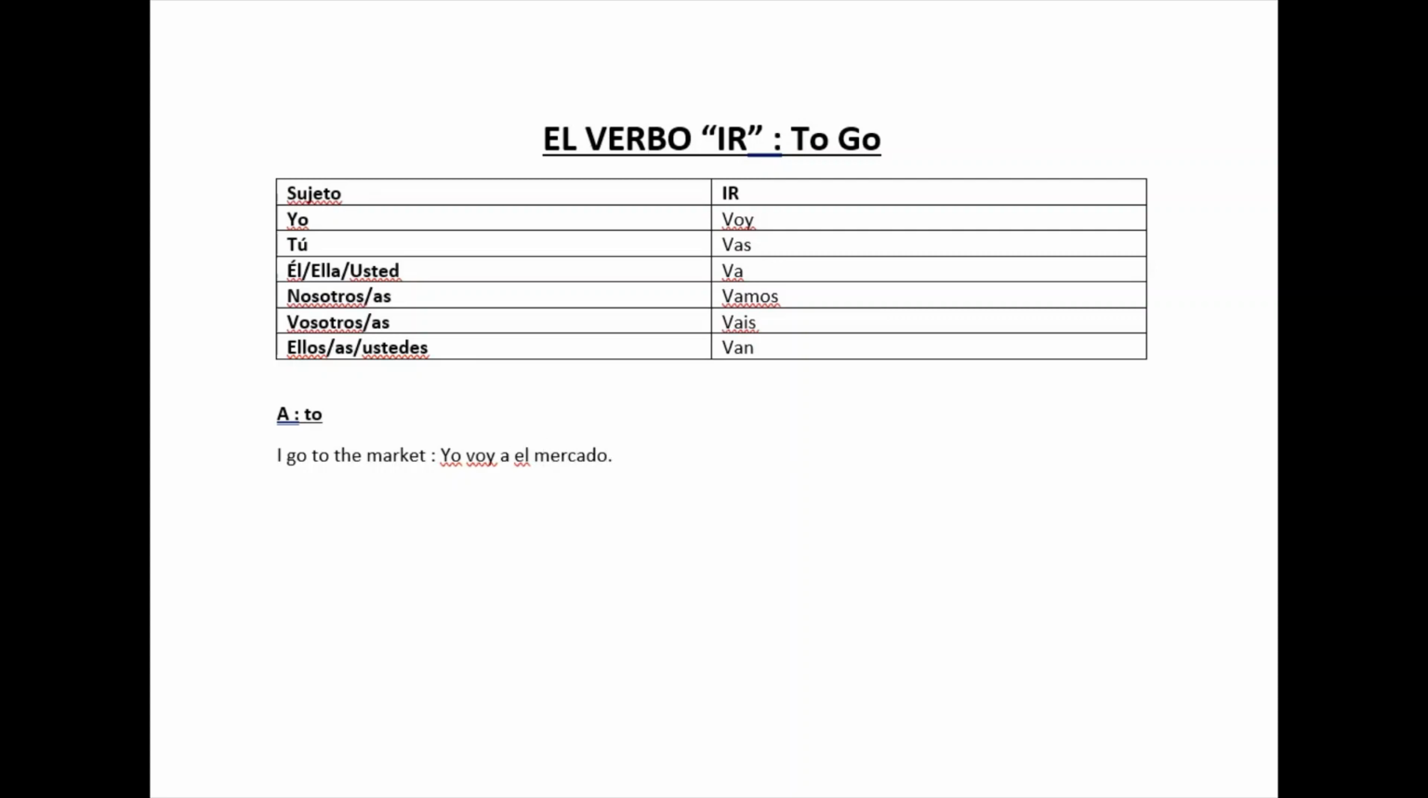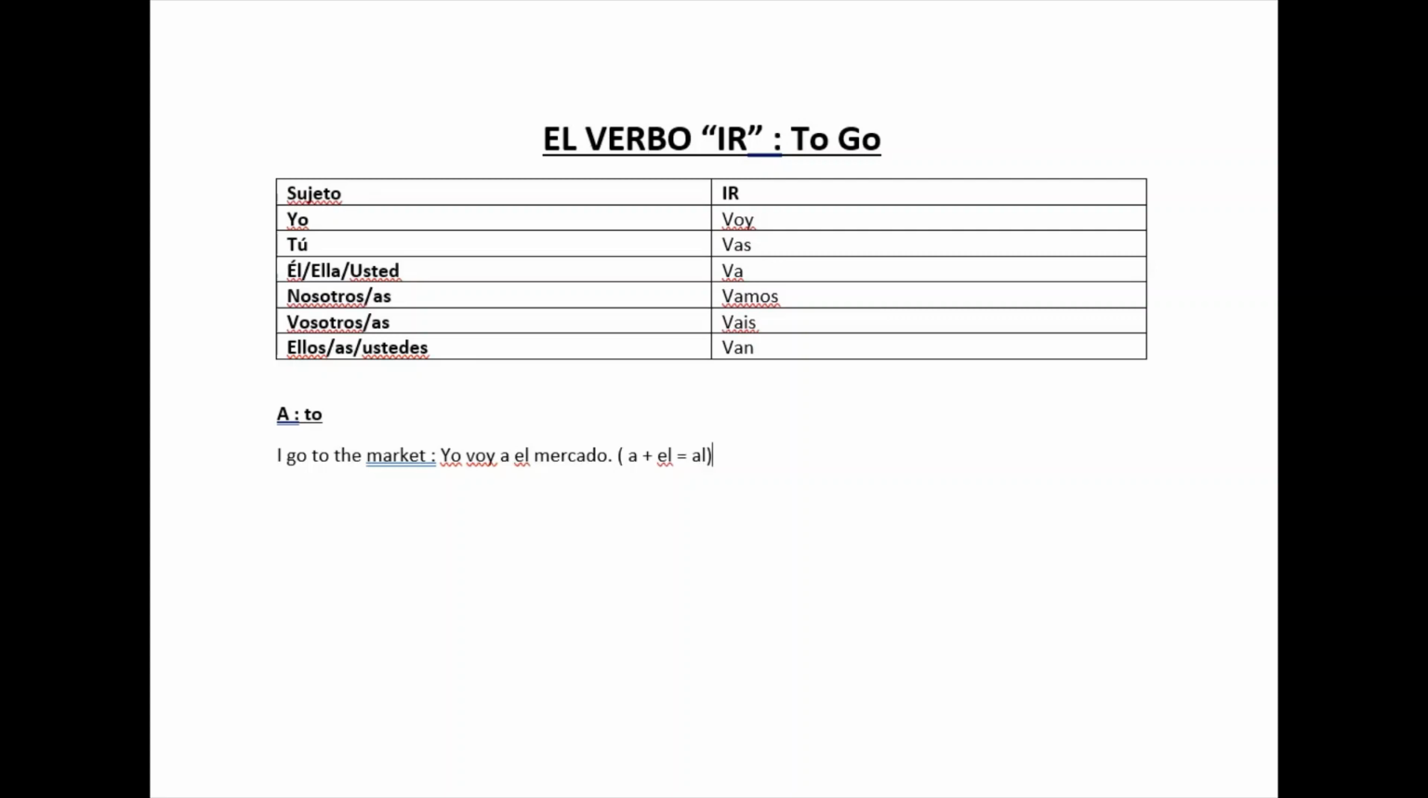But in Spanish, there is a rule that if we have the preposition a immediately followed by the article el, then we always make it al.